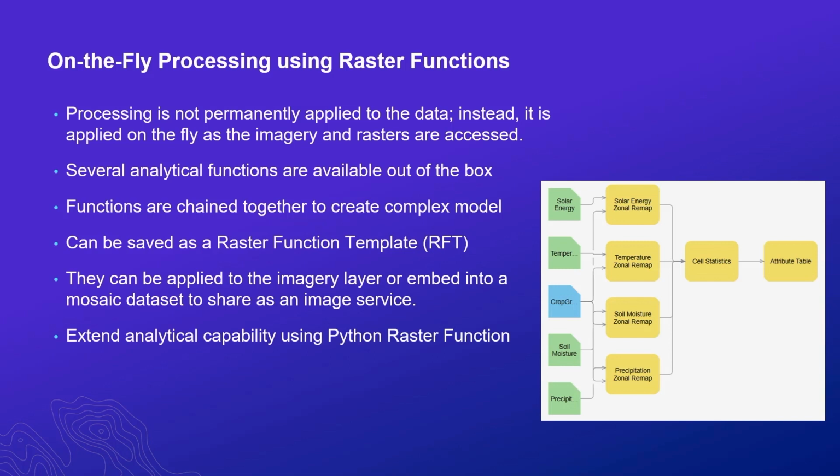There are many analytical functions available out of the box, right? What you can do, you can chain them together to solve a complex problem or create new information. You can save it as a raster function template, and then you can take that template and apply it to an imagery, or you can embed it with your mosaic dataset and share it as an image service. So the same image service can give you different kinds of information depending on the template that is applied to it, right?